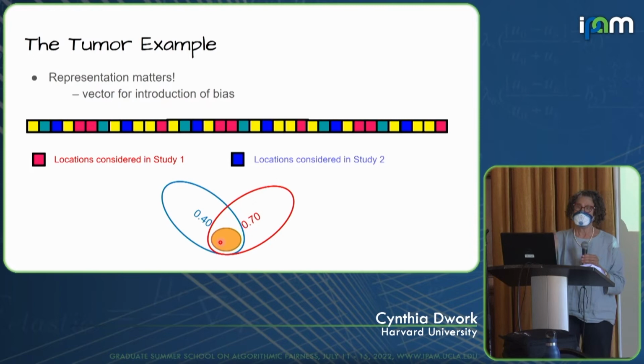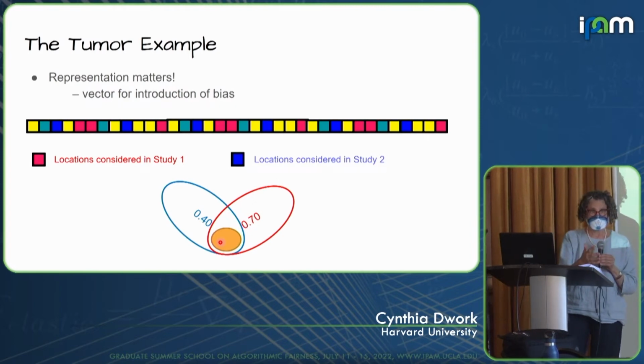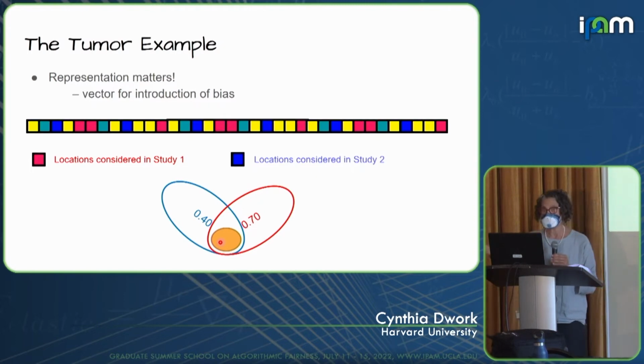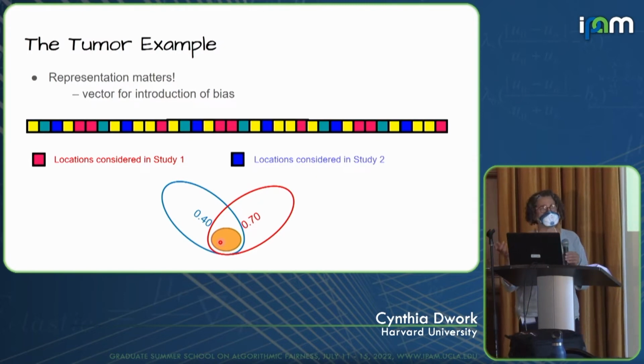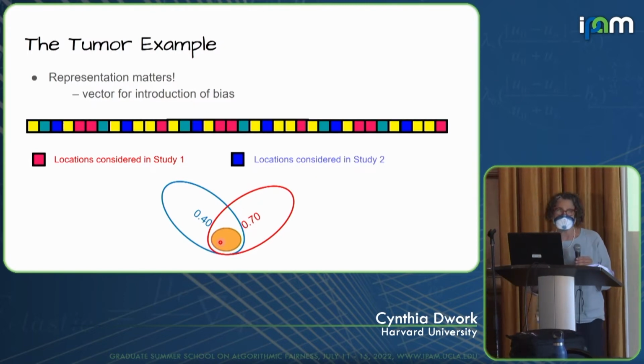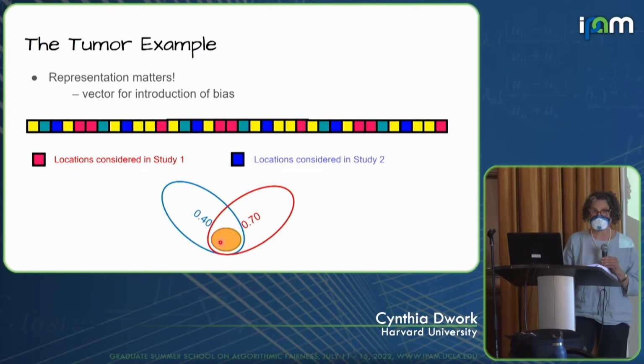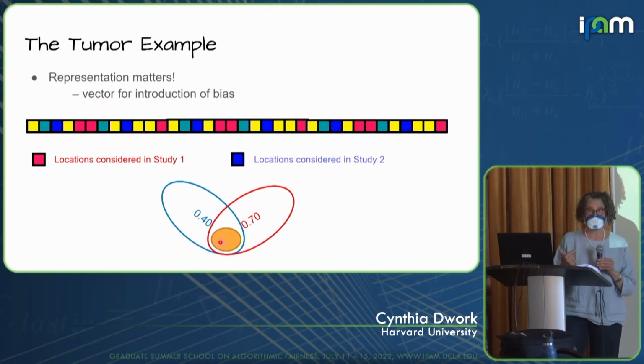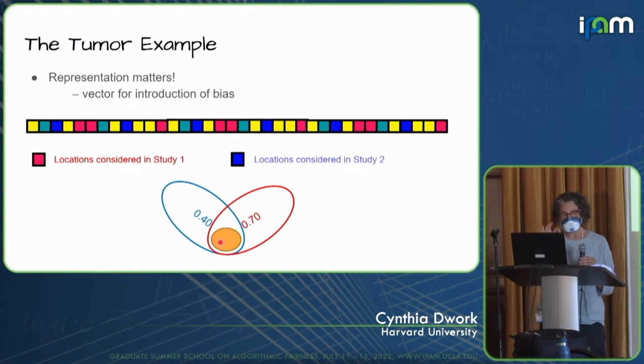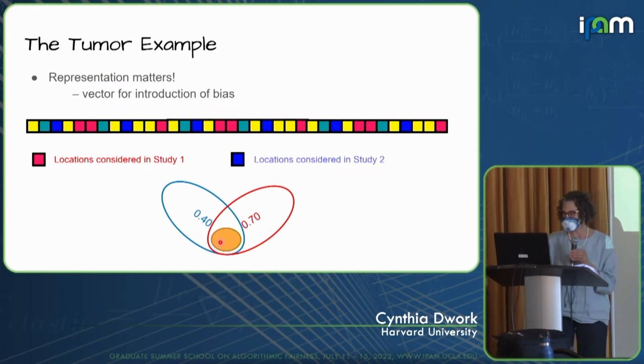So representation is crucial, and when you think about it, it starts to perhaps become clear that the way in which you represent people to algorithms, both for training and then, of course, for classification and scoring, is a vector for the introduction of bias. And we will see some examples of that. But the key point here is different representations can give you very different outcomes.